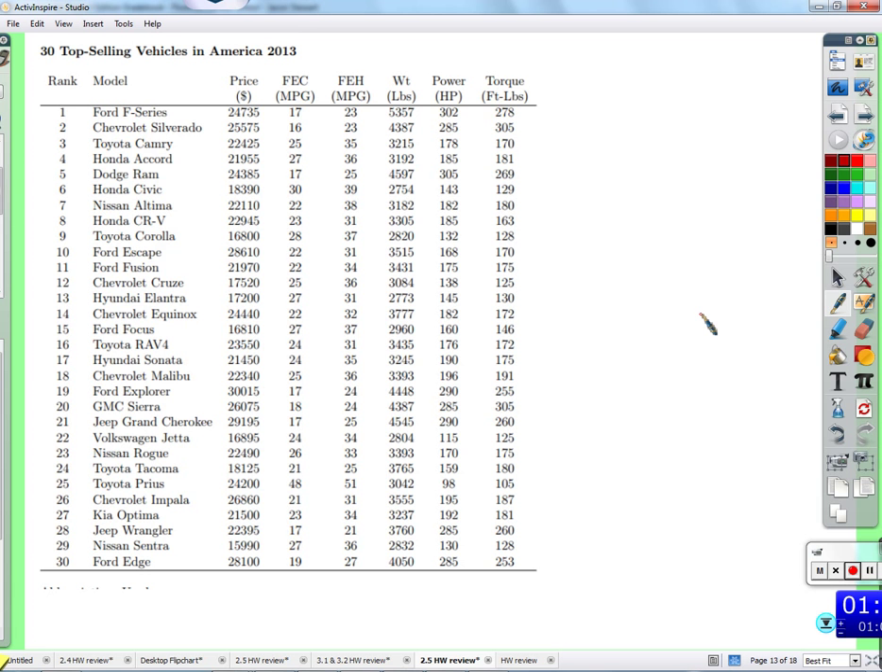Which two data sets do you think are the most correlated? Jethro? Miles per gallon in the city and price. You think you will very predictably pay more for a car that is more efficient. Okay. Well, we can examine that. How about anybody else think something else is even more closely related?